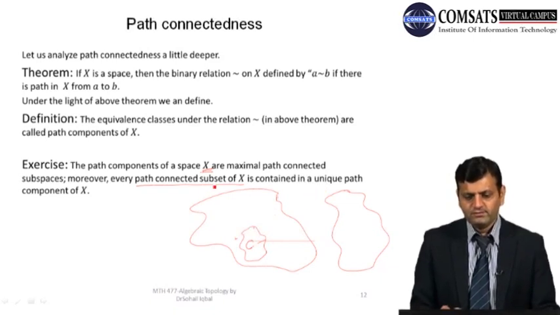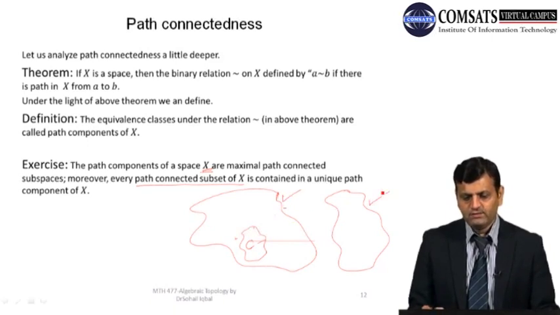So there is a difference. A path connected subset of X may not be a maximal path connected component. The maximal path connected component is the biggest set which is path connected. There may be more than one big set. For example, this is one path connected component, this is the second path connected component. There is no set bigger than this set which is path connected, so this is a maximal path connected component.